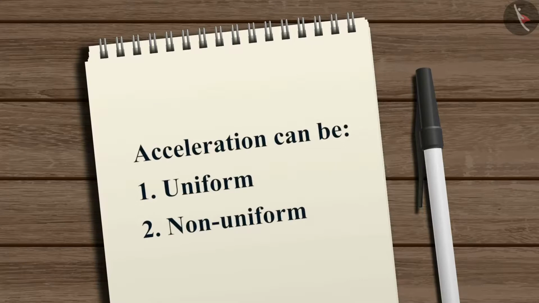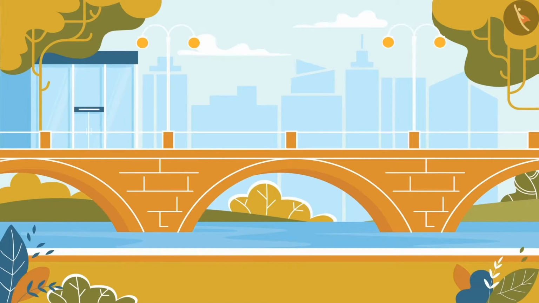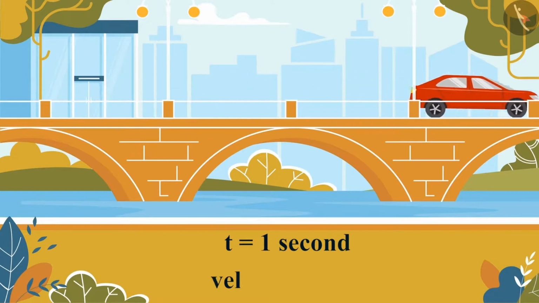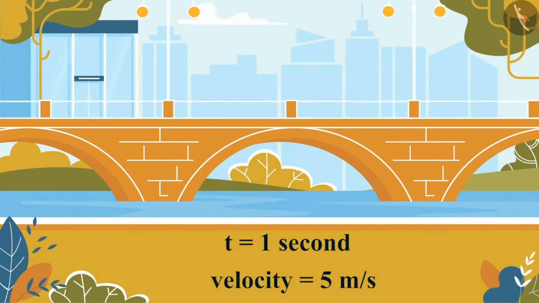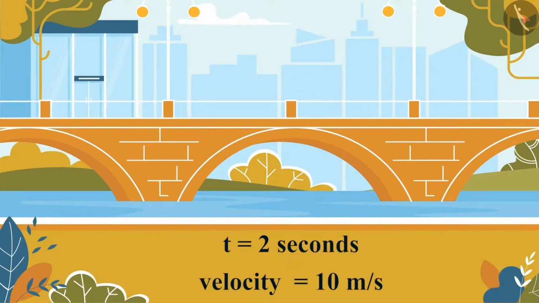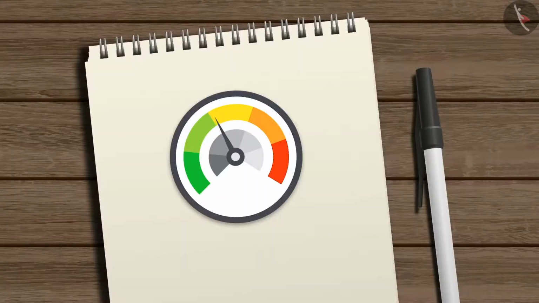Here also, acceleration can either be uniform or non-uniform. Suppose a car starts from rest, it starts moving on the straight road with a constant acceleration of 5 meters per second square. The velocity of the car at t equal to 1 second is 5 meters per second. At t equal to 2 seconds, velocity is 10 meters per second, and so on. As its velocity is increased by an equal amount in equal time intervals, the acceleration is said to be uniform.